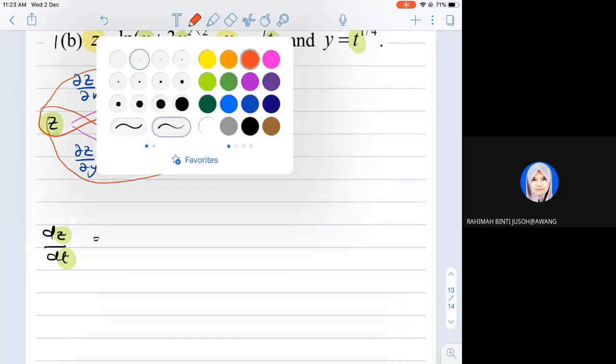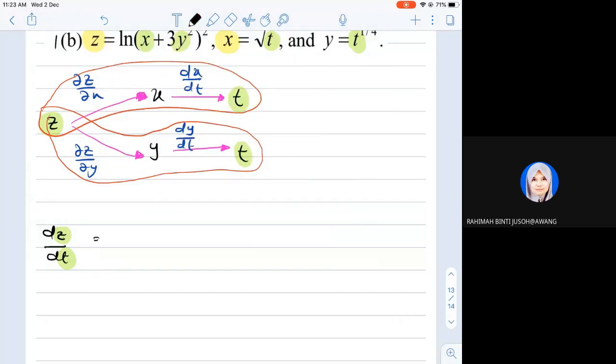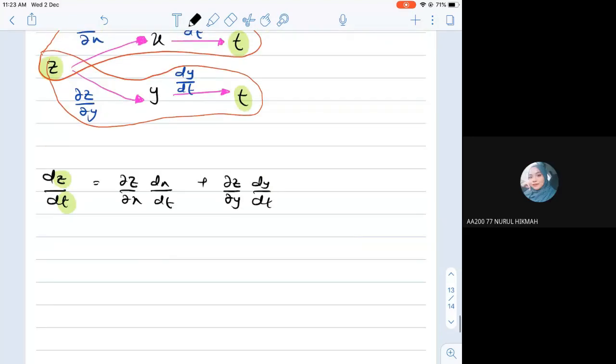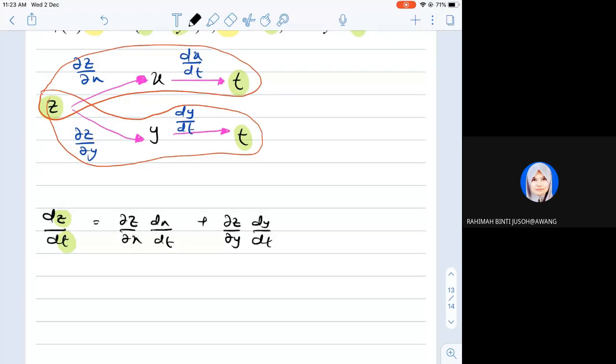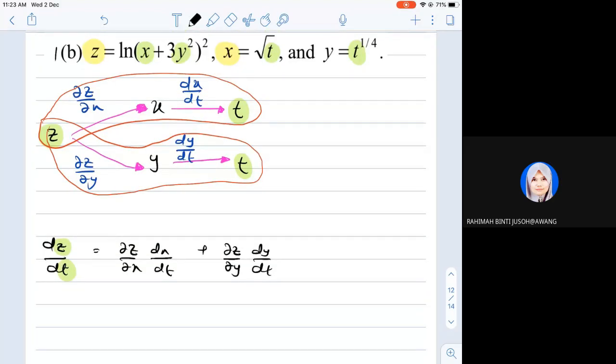Okay, so for the first chain, we will have del Z over del X multiplied by dx over dt, plus the second chain, del Z over del Y multiplied by dy over dt. Okay, understand this? Understand, guys? Yes. Okay, good. So now, let us find each of these operators. We need to find each of these functions.